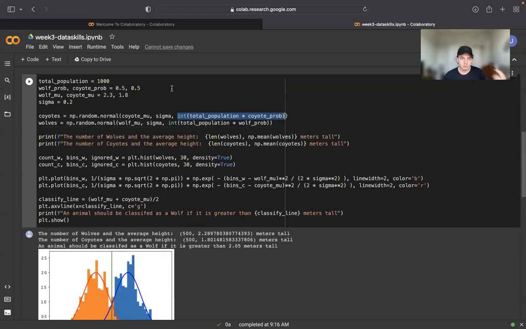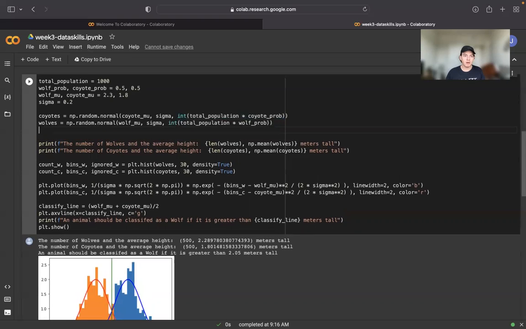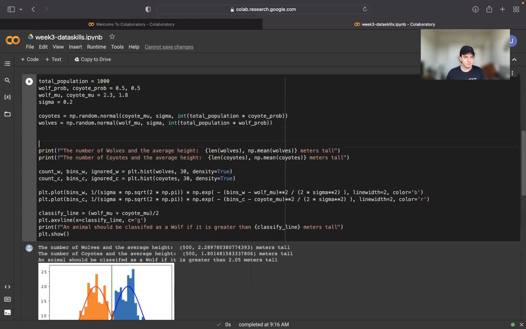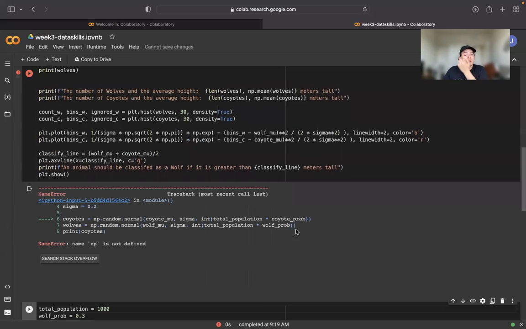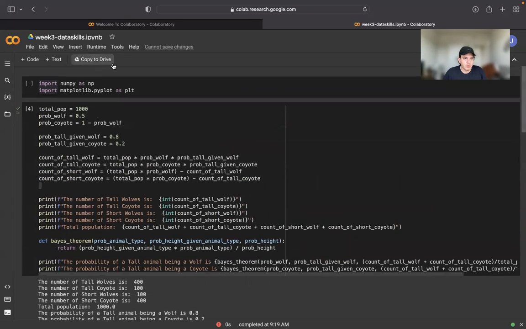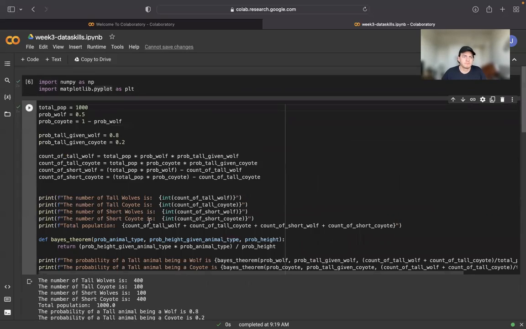And so what this will return, the coyotes and wolves over here, is something called an array. This is just a list of numbers that represents the height of our coyotes and wolves. If I go ahead and print coyotes, print wolves, oh, I've got to run the import library.